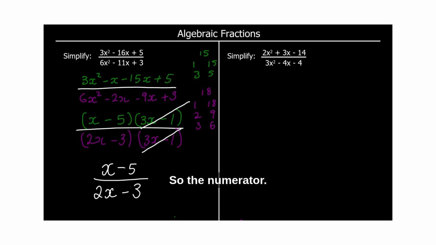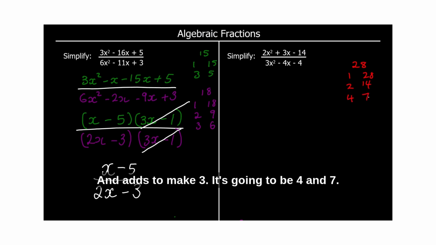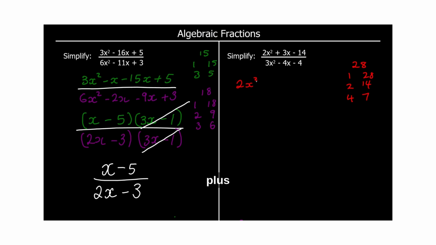So the numerator, 2 times negative 14 is negative 28. What multiplies to make 28 and adds to make 3? It's going to be 4 and 7. So I'm going to write it as 2x squared plus 7x minus 4x minus 14.